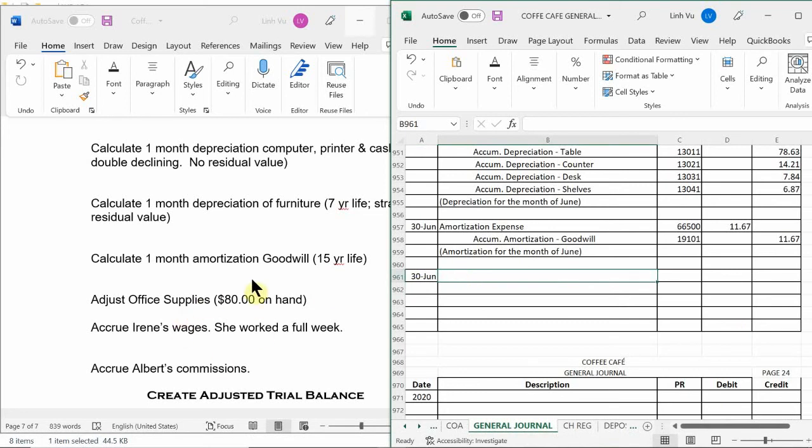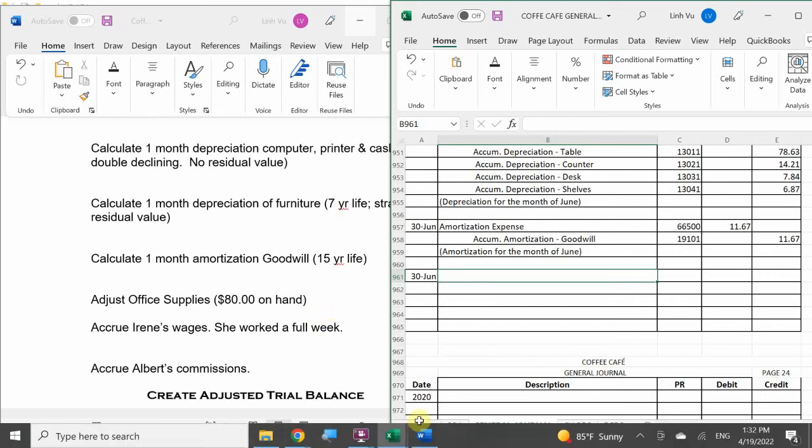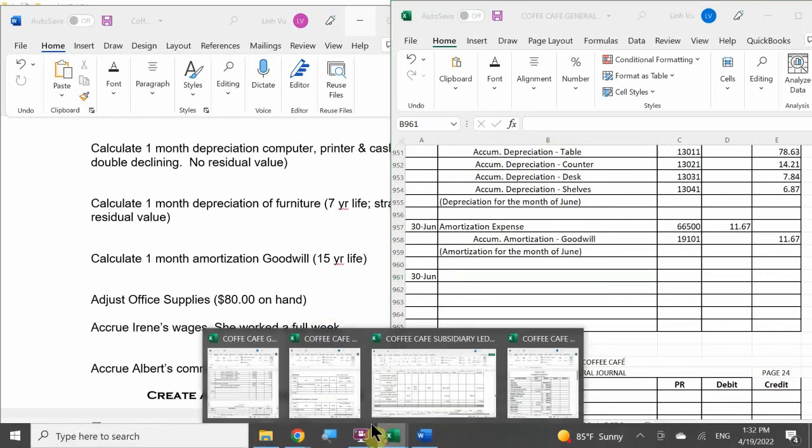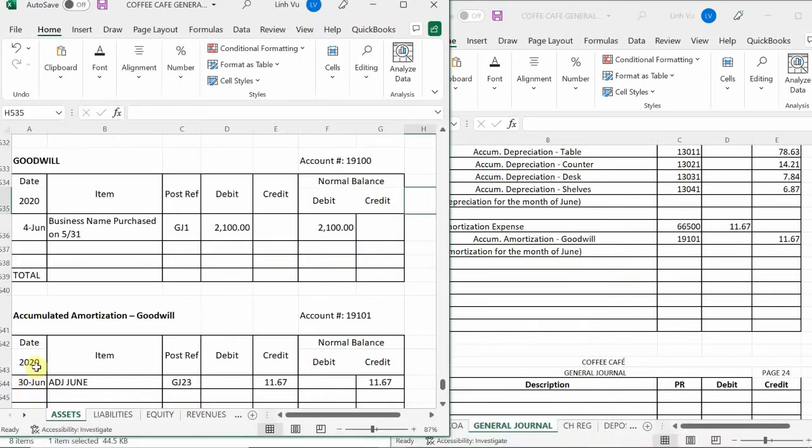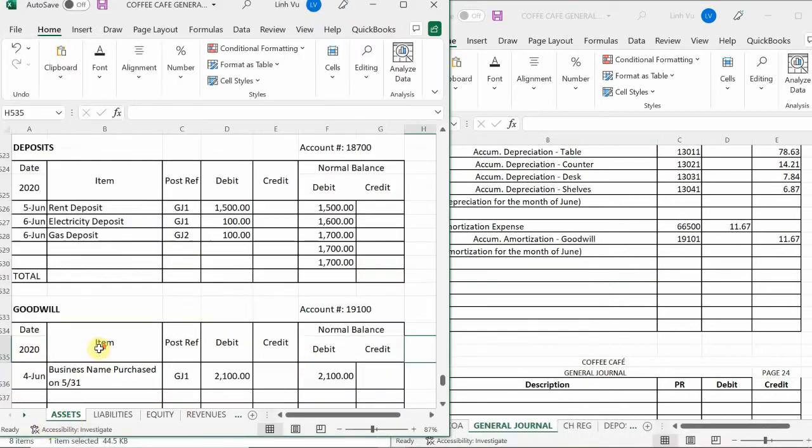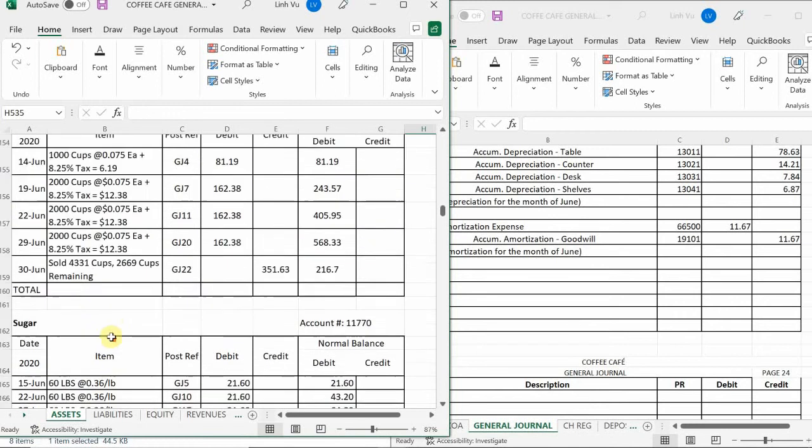Well, that's how much we have left on hand. So how do we determine how much we have right now? How do I know how much office supplies I have right now? Would you check the ledger? You would check the ledger. Okay, so let's go to our ledger and let's find out how much office supplies we actually have in the first place.